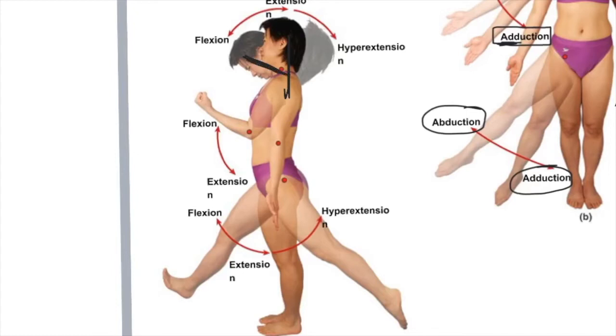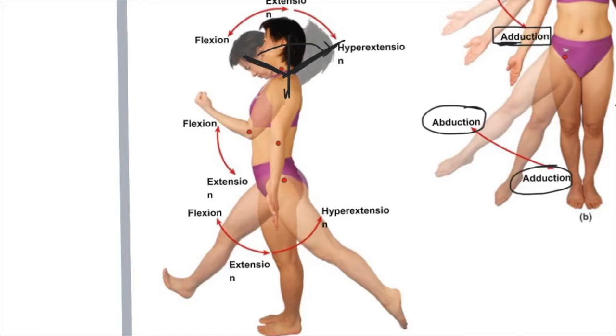Extension then is where you're taking that angle and bringing it back to the anatomical position. That's extension. So flexion, extension. If a joint has flexion, it's going to have extension. Same as if a joint has abduction, it's going to have adduction. Now some joints that have flexion and extension can actually extend beyond the anatomical position. And then we call that hyperextension.